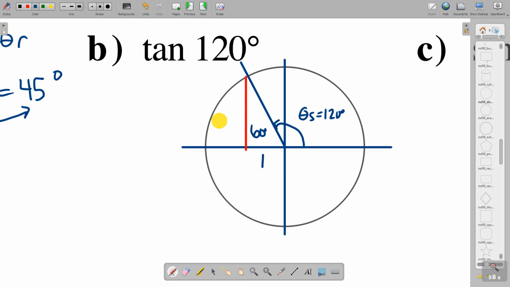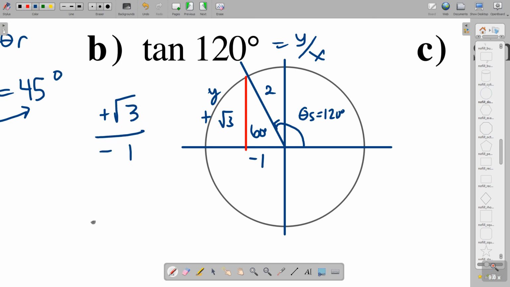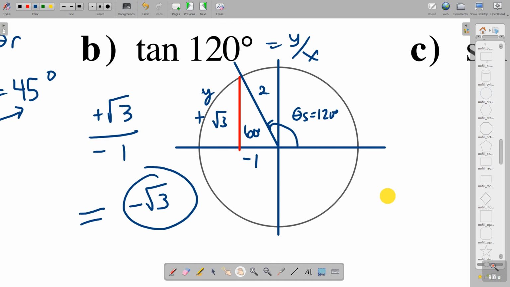This is the 1. This is the root 3. This is the 2. This is negative. This is positive up here. Tangent is y over x. Y is positive root 3 over negative 1. What you're going to see is the following. Ready? Negative root 3, just as is. Where did the negative come from? Oh, down here. They often just hide it there, especially when coming backwards and solving what angle it was. Got to be careful.